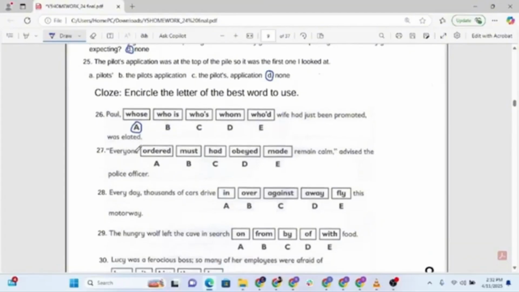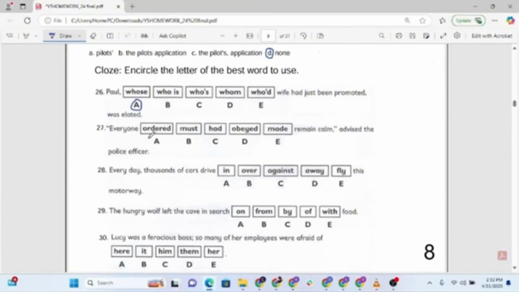Question 27. "Everyone must remain calm," advised the police officer. The correct answer is option B, must. Explanation. The phrase, everyone must remain calm, is the standard and grammatically correct way to express necessity.